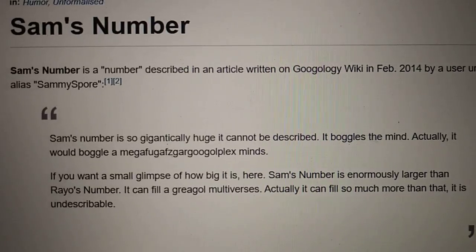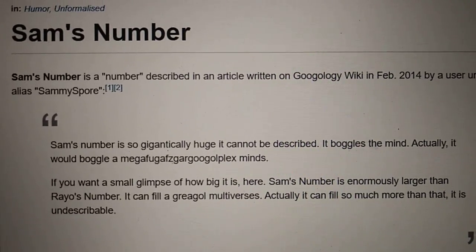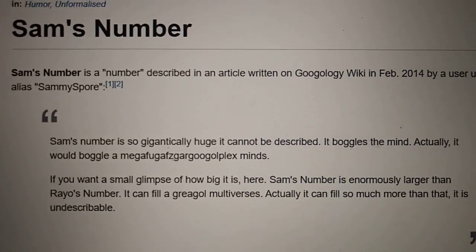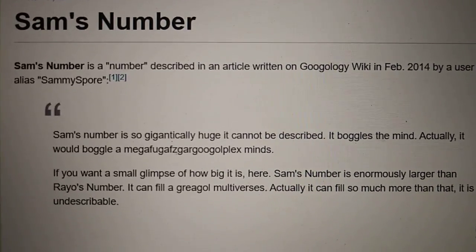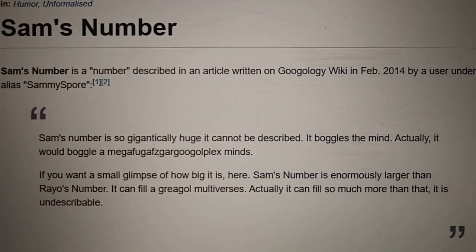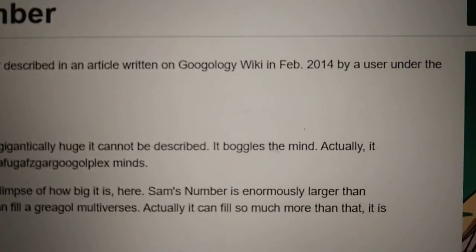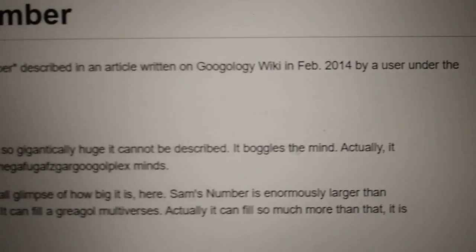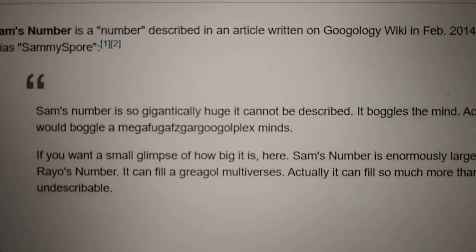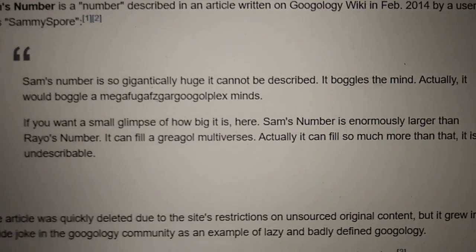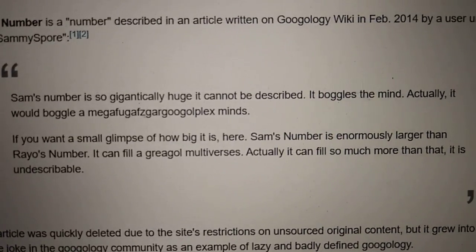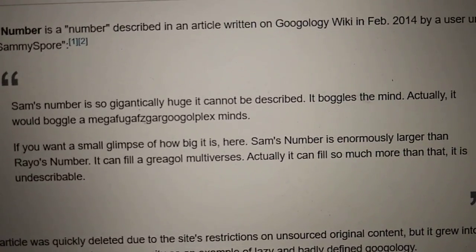So Sam's number only appears in the Googology wiki. I couldn't find it anywhere else basically. But based on the Wikipedia page, it says that it is a number described in an article written on Googology Wiki in 2014 by this user over here. So what is the definition? This definition is only like five lines or four lines long.